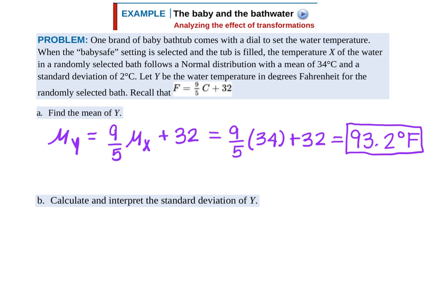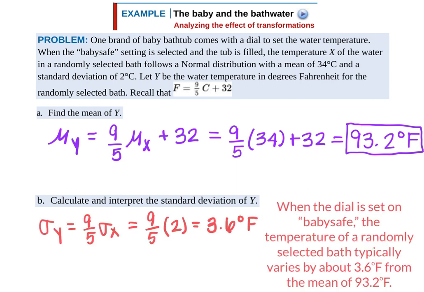Next, let's calculate and interpret the standard deviation of Y. The only thing I need to do with the standard deviation of X is multiply by 9/5 to get the standard deviation of Y. If the standard deviation of X is 2, 9/5 times 2 is 3.6 degrees Fahrenheit. And what does that mean in context? It means when the dial is set on baby safe, the temperature of a randomly selected bath typically varies about 3.6 degrees Fahrenheit from the mean of 93.2 degrees Fahrenheit.